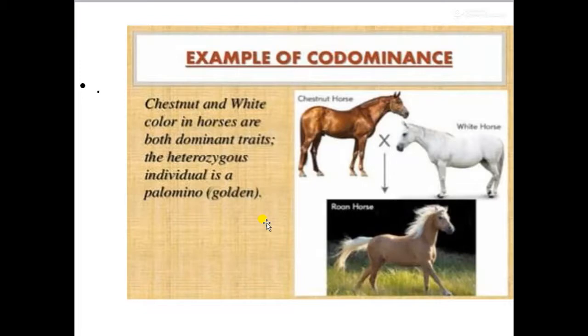Another example of codominance is the case when chestnut and white color in the horse are both dominant traits. Here, the chestnut horse as well as the white horse are found to be dominant traits, and when they are crossed, you will get a palomino or a golden color type of horse which is formed.